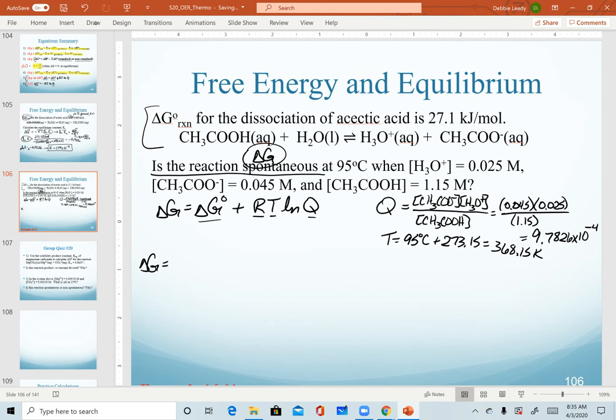Setting everything up for our equation. Plugging in our delta G naught value. Adding to this the product of all of our RT, ln, and Q. Again, converting my R into kilojoules per mole per Kelvin, times temperature, times the ln of our Q value.